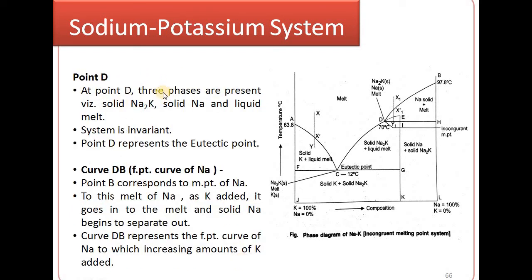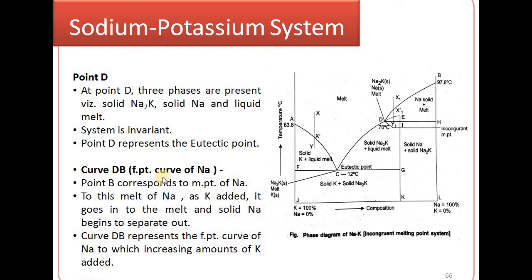Now, what is the point D? At point D, three phases are present: solid Na2K, solid Na and liquid melt. Again the system will be invariant, as the degree of freedom will be equal to 0 by using the reduced phase rule, and this point D represents the eutectic point.